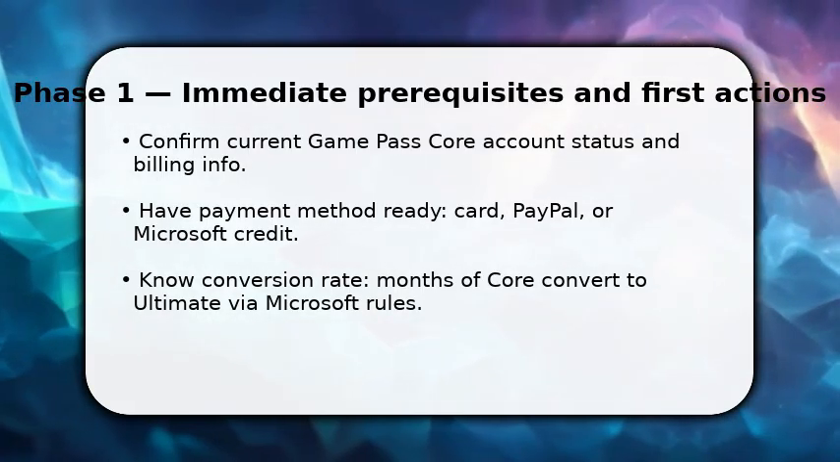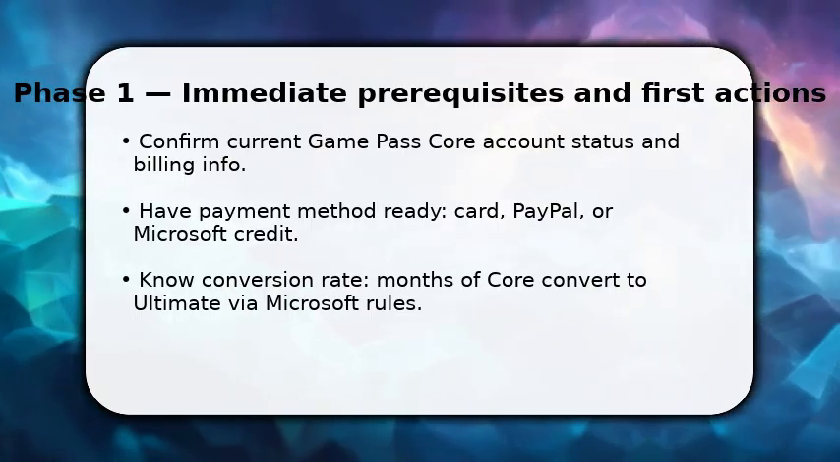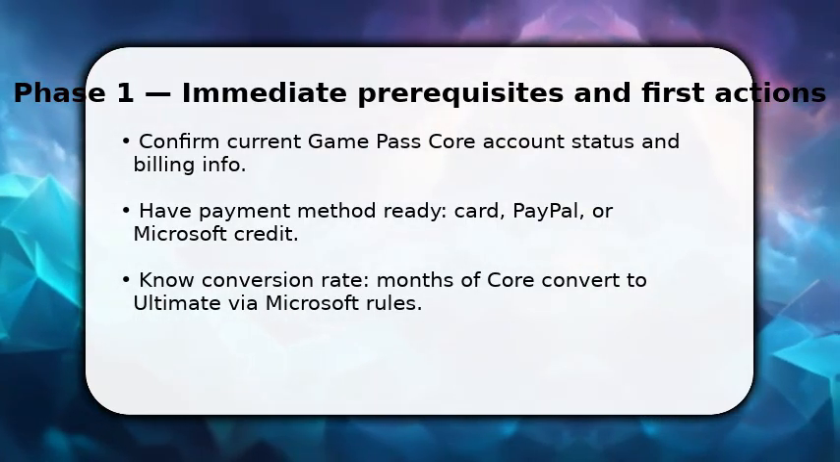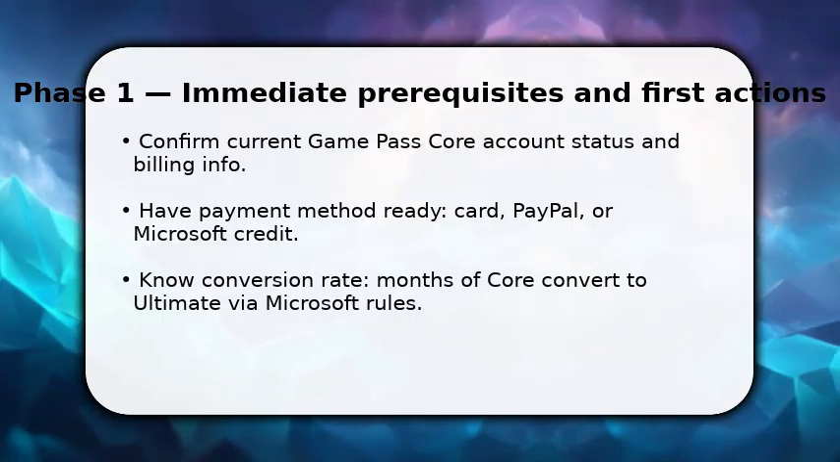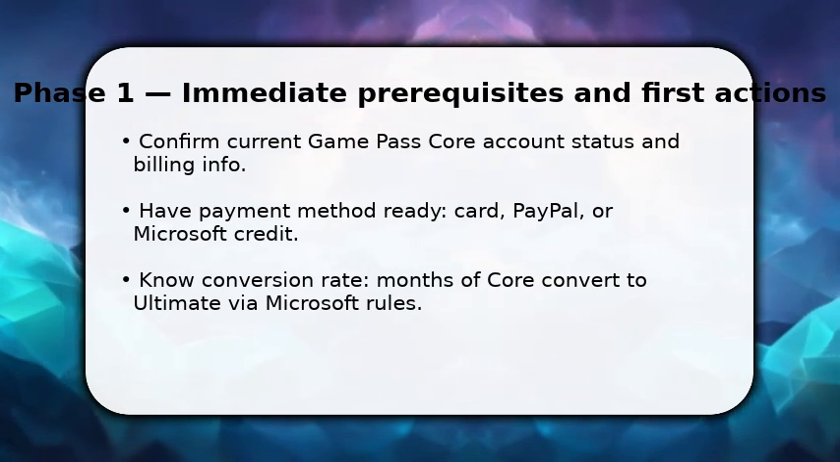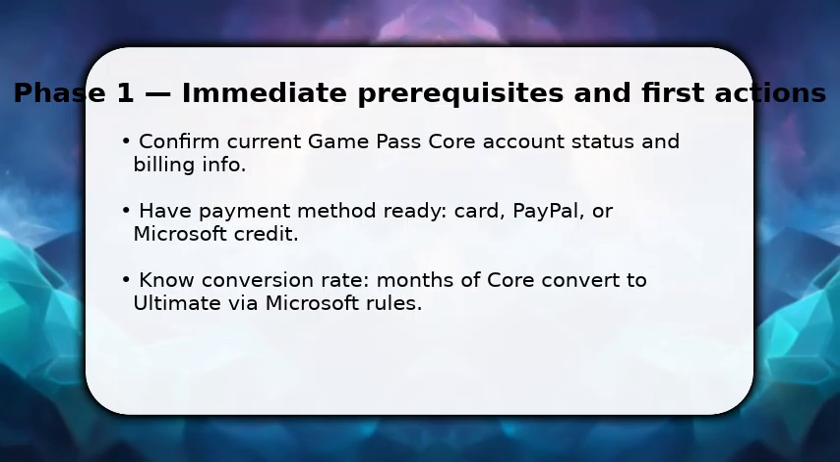This is where conversion options appear, because Core converts based on Microsoft's time conversion rules. You're doing this to gain Cloud Play, EA Play, and PC titles, so proceed only when payment and account ownership are confirmed. Then choose Upgrade or Redeem to begin the conversion flow.